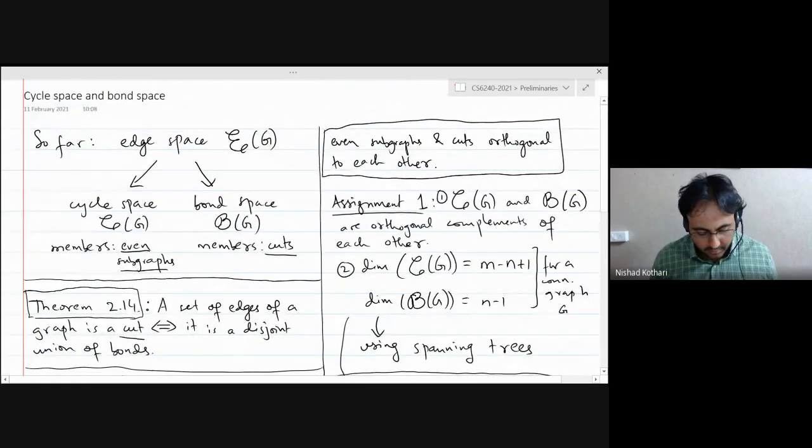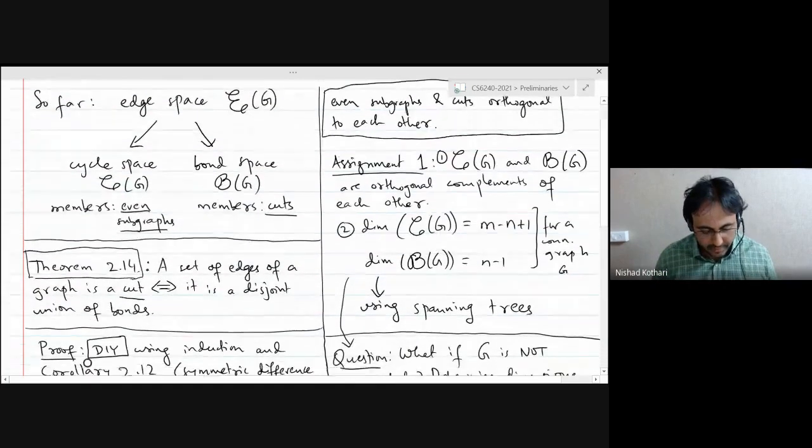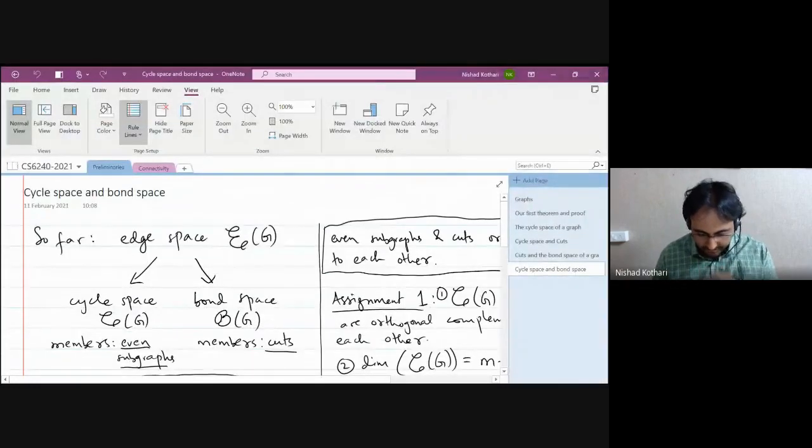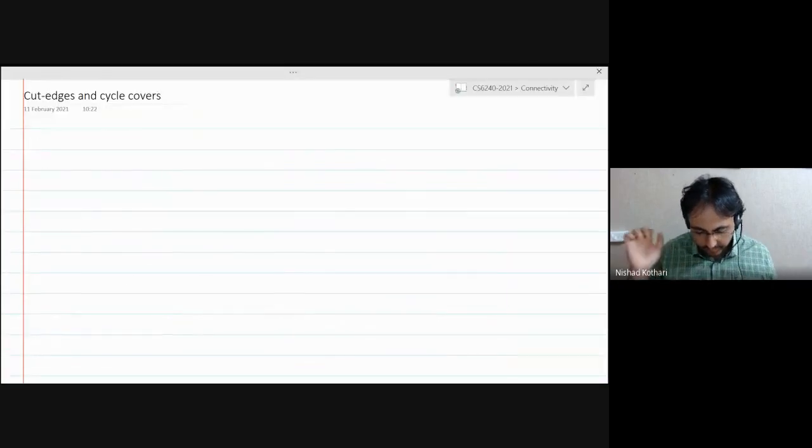Okay, if not, then for the time being, we are going to leave this space of vector spaces, and we are going to move on to connectivity of graphs, which is our second module. Okay, so let's move on to connectivity. All right.